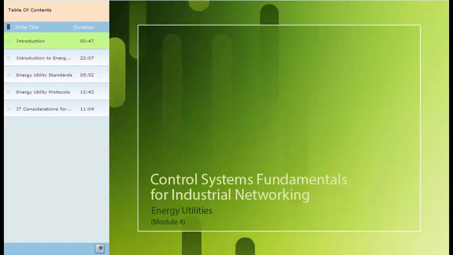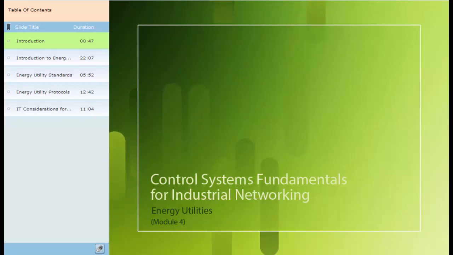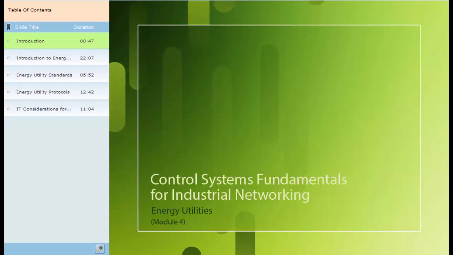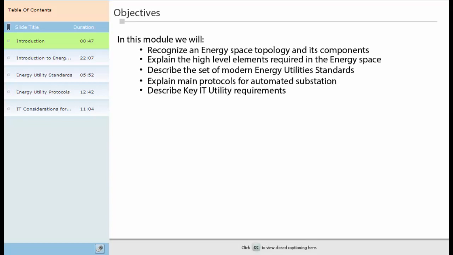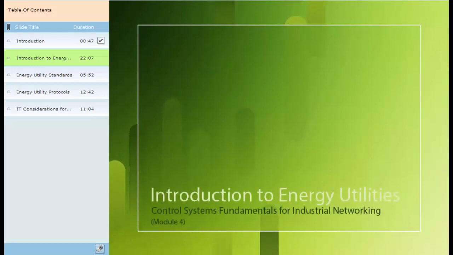This module will introduce you to why the energy utilities industry is moving to a converged network and look at design considerations for an energy utilities network environment. In this module, we will recognize an energy space topology and its components, explain the high-level elements required in the energy space, describe the set of modern energy utility standards, explain main protocols for automated substation, describe key IT utility requirements. Energy utilities such as electricity production systems can be defined as large-scale industrial systems.